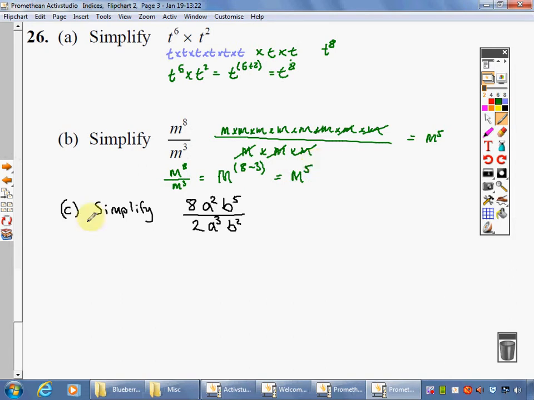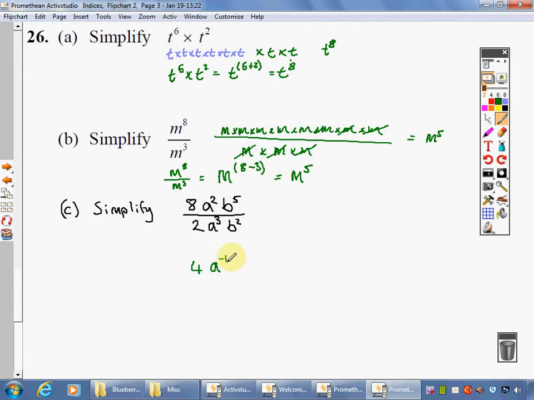Okay, finally I've written my extra one in here. I've written this in because it's quite a toughie. If you get more than one letter and some numbers, you just treat them as their own things. So just do the number bit first. 8 divided by 2 would be 4. a squared divided by a to the power 3. Well, that will be 2 take away 3 is minus 1. So a to the minus 1.